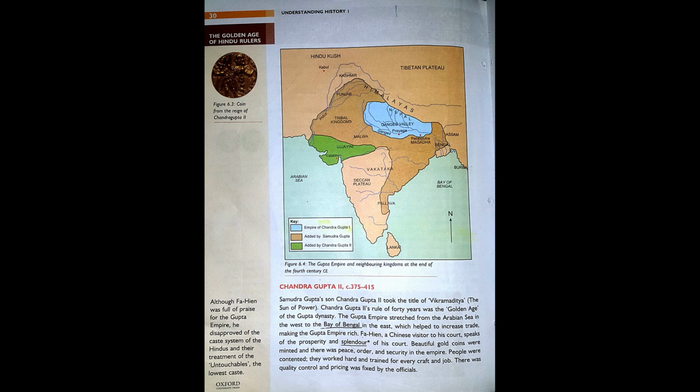So this is your lesson for today. You have to read and understand about the golden age of Hindu rulers on page number 29 and 30.